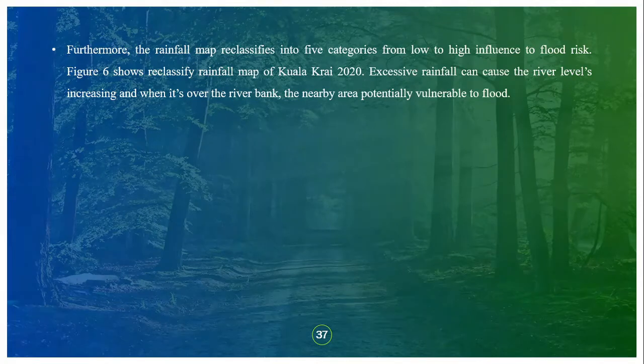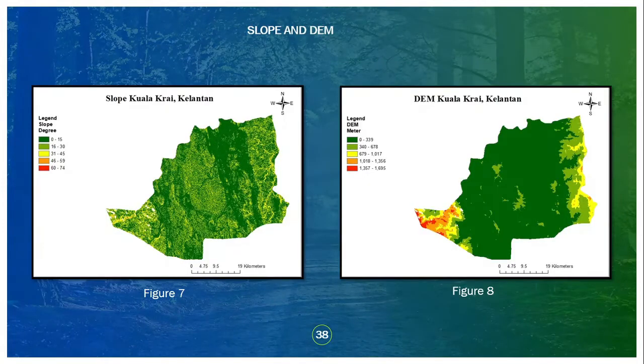Furthermore, the rainfall map was reclassified into 5 categories from low to high influence to flood risk. Figure 6 shows the reclassified rainfall map of Kuala Krai 2020. Excessive rainfall can cause the river levels to increase and overflow the riverbank. The nearby area is potentially vulnerable to flood. Slope and DEM.